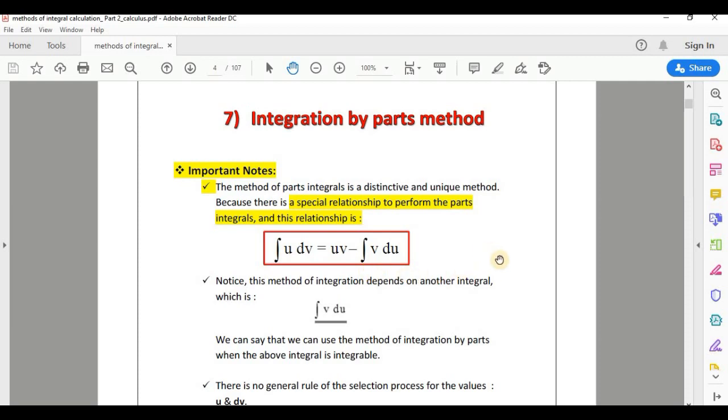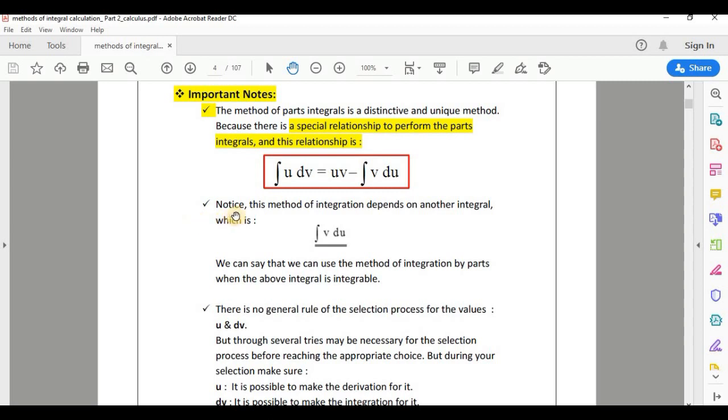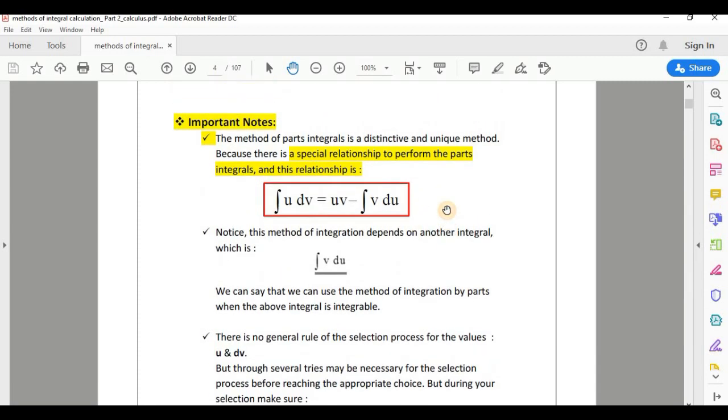And we have some notes for this method. The first one: notice this method of integration depends on another integral, which is this one, integral v du. We can say that we can use the method of integration by parts when the above integral is integrable. When we are able to find the integral for this part, that means we can use the integration by parts method.